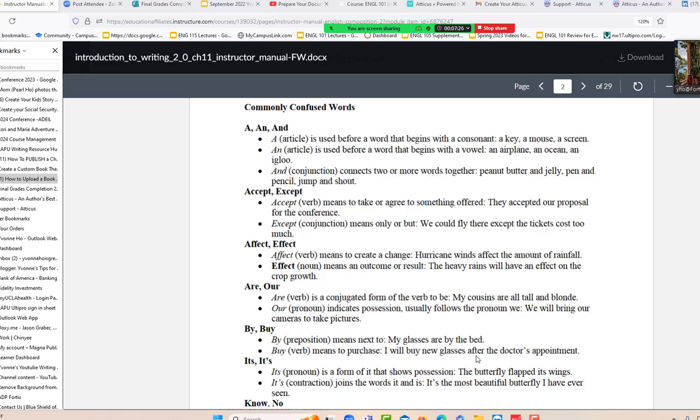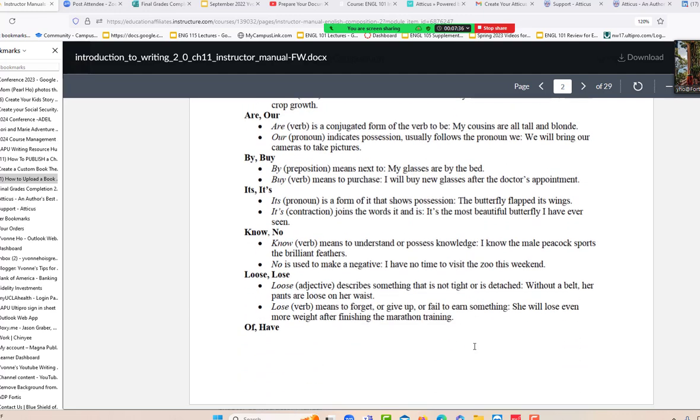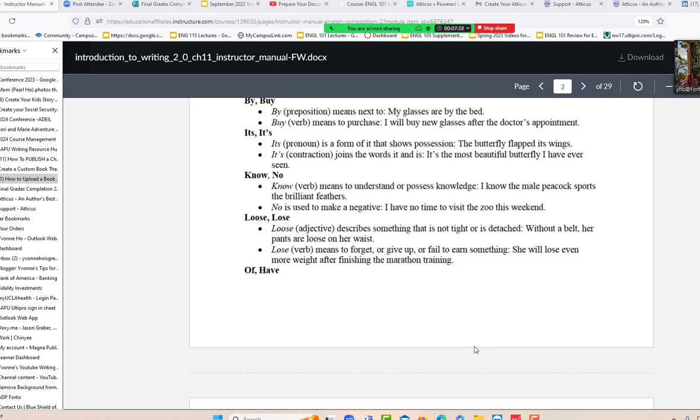By, preposition, means next to. My glasses are by the bed. Buy means to purchase. I will buy new glasses after the doctor's appointment. Its is a form of it that shows possession. The butterfly flaps its wings. It's is a contraction that joins the words it and is. It's the most beautiful butterfly I've ever seen.